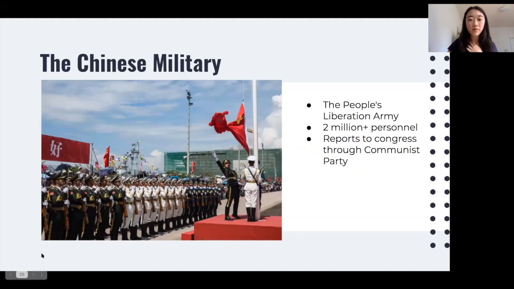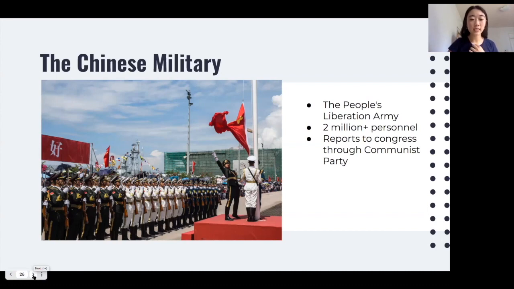And then moving on from that, we also have the Chinese military. It's called the People's Liberation Army, and it's also the biggest army in the world with over 2 million active personnel. And they report to Congress through the Communist Party. So this means that even though there are separate leaders within the military, they report to the Communist Party. And so the Communist Party basically has direct leadership of the army.